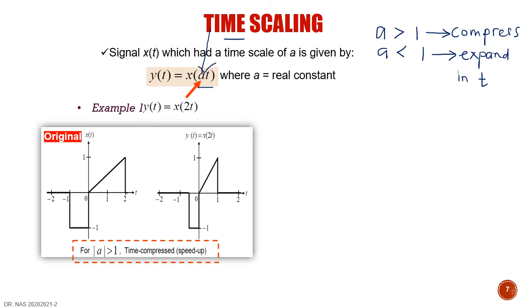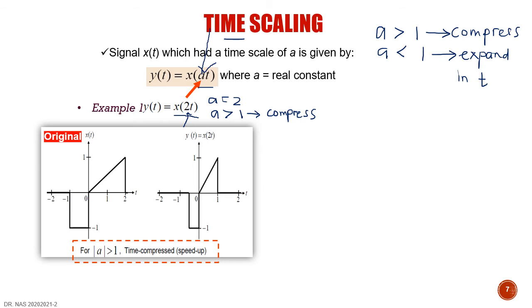If you look at this equation, it's x(2t). So there's an additional variable inside the bracket, which is 2. So in this case, A equals 2. A in this case is larger than 1, so the signal will be compressed, or will be thinner. So this is the original signal, with time duration of minus 2 to 2.